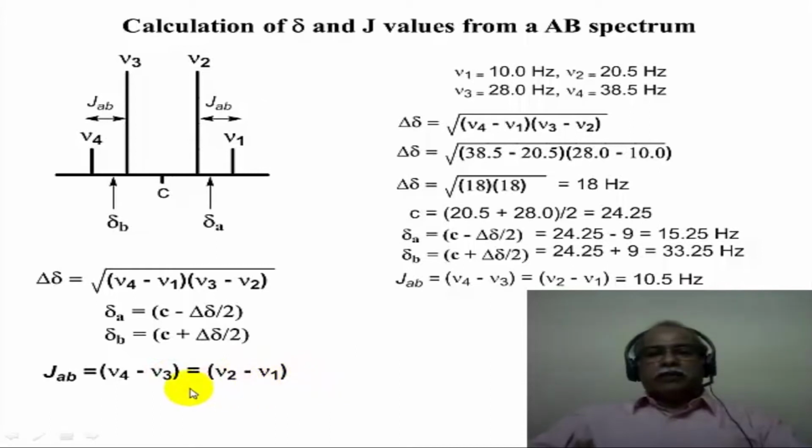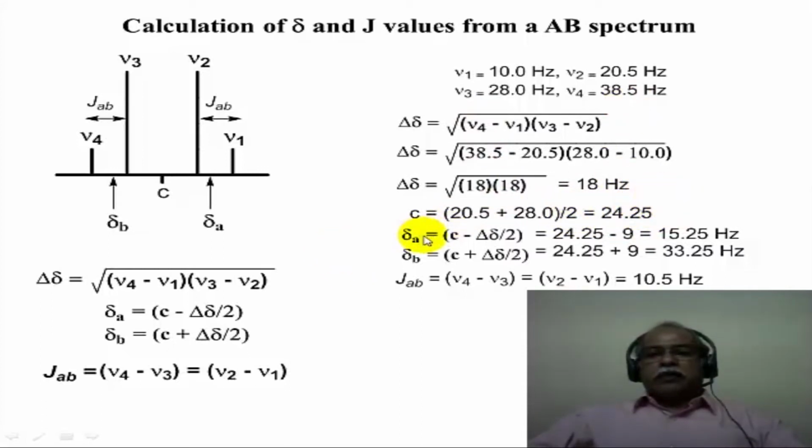Here is an illustrative example where 4 different frequencies of an AB quartet are given as 10 Hz, 20.5 Hz, 28 Hz and 38.5 Hz. The difference in the chemical shift value is calculated using the simple expression, which corresponds to 18 Hz in this particular case. The center of the spectrum is essentially the average between line 2 and line 3, which is given as 24.25. All of them are expressed in Hz only.